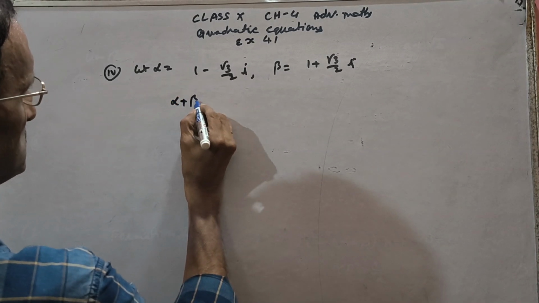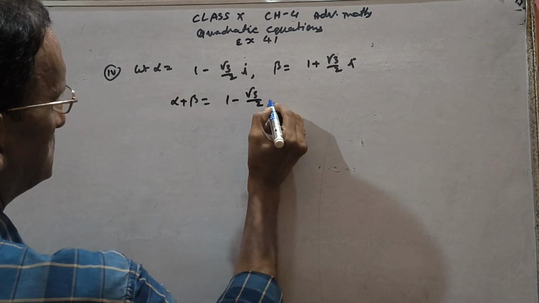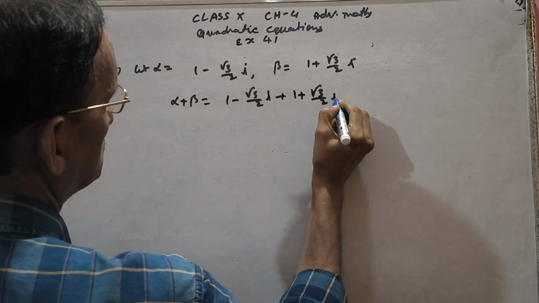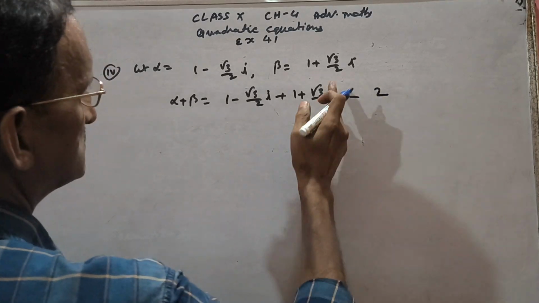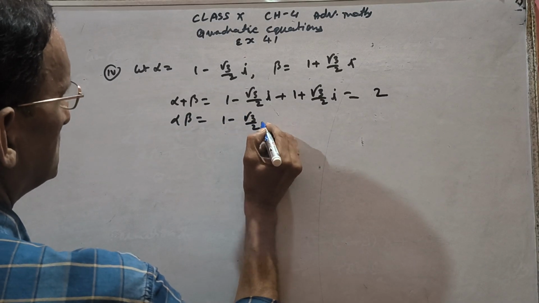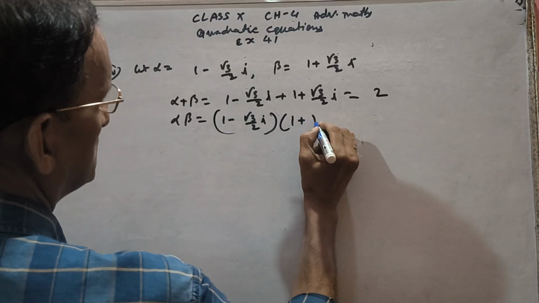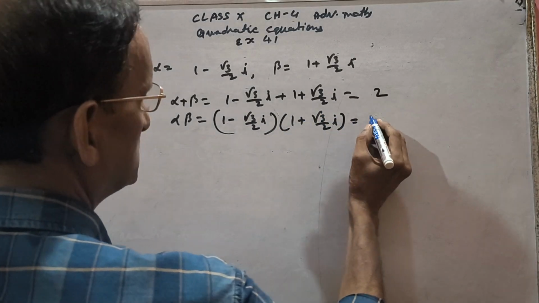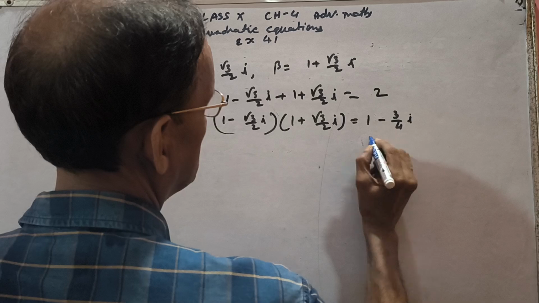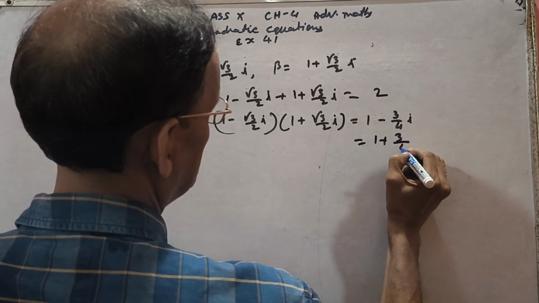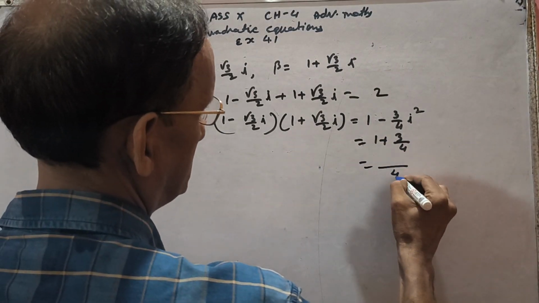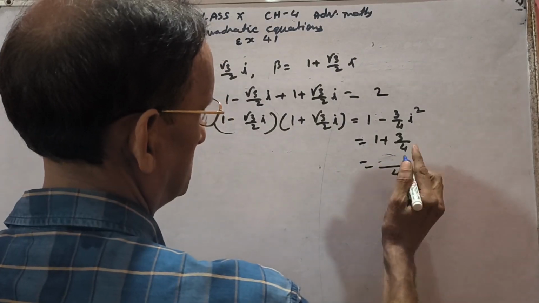So find the sum of roots. 1 minus root 3 by 2i plus 1 plus root 3 by 2i. How much will we get? 2. The imaginary parts cancel now. So alpha into beta equal to 1 minus root 3 by 2i into 1 plus root 3 by 2i, a plus b into a minus b, a square minus b square, 3 by 4 i square, 1 plus 3 by 4 i square. I square is minus 1, no? So plus will be, then 4 is the LCM, 7 by 4.